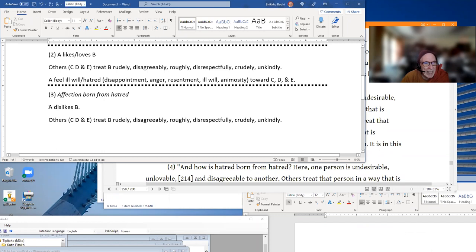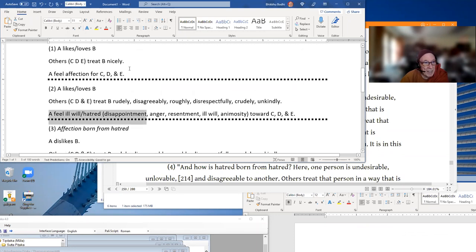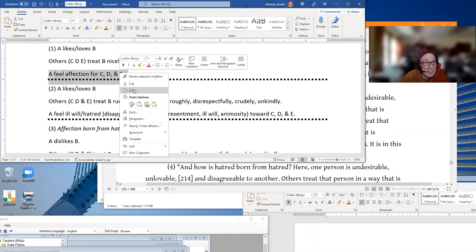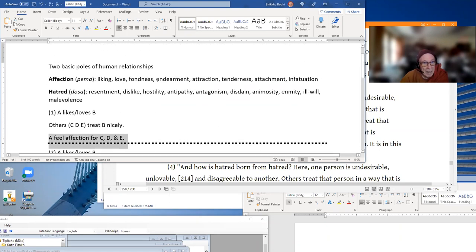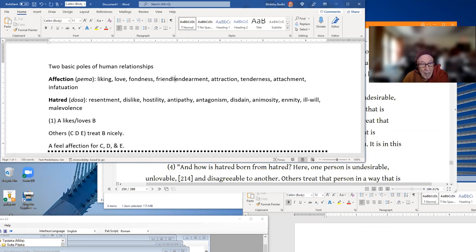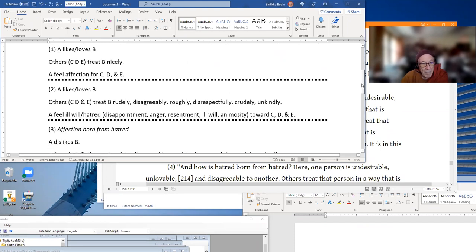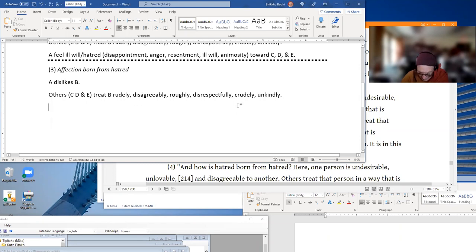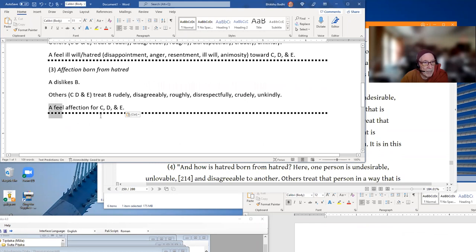Okay, so because A dislikes B, and C, D, and E treat B in this rough and disagreeable way, then in a person with an untrained mind, he will get the sense that C, D, and E are my allies, my benefactors. And so the consequence is that A will feel affection and friendliness, we could say. That's another synonym you should have put. So A will, in this case, feel affection or friendliness toward C, D, and E.